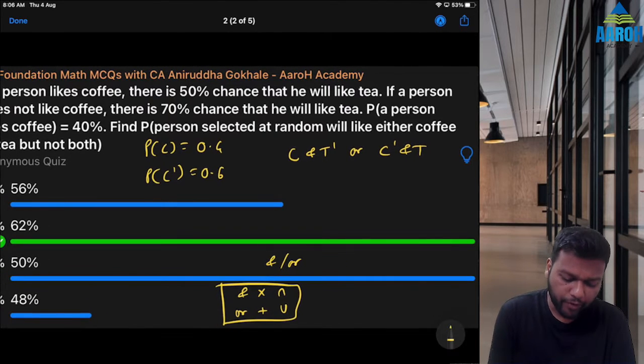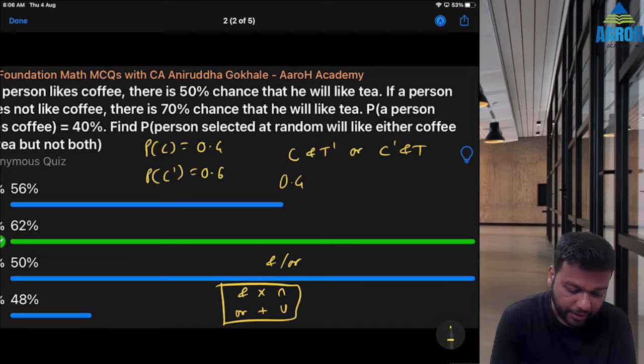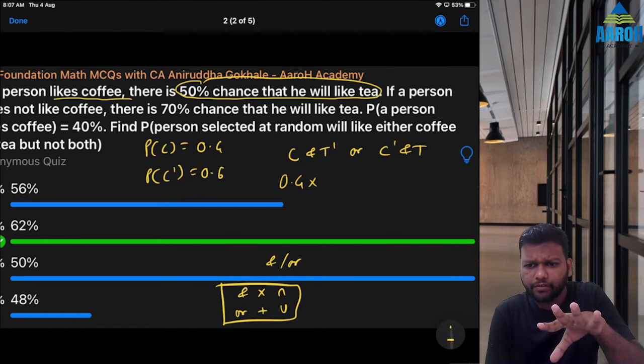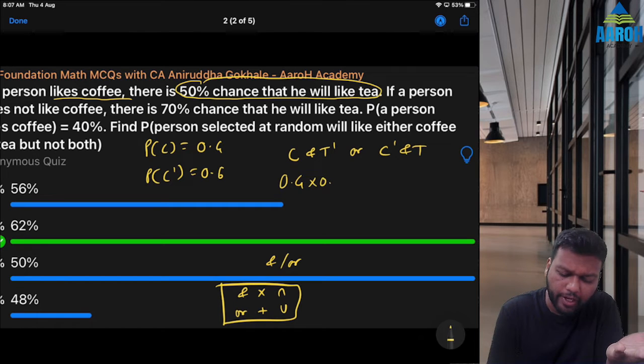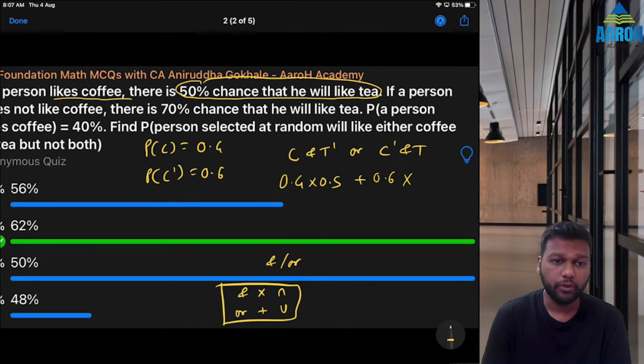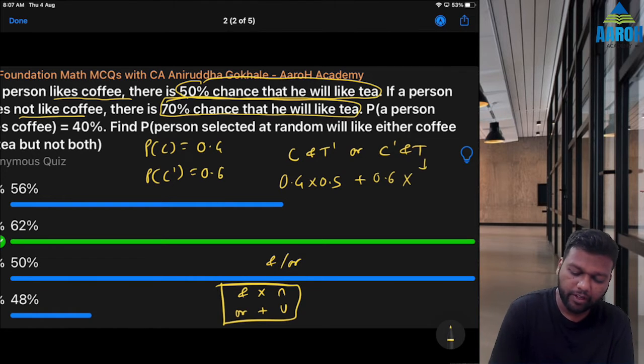So what is probability of coffee? 0.4. Now concentrate. If person likes coffee, there is 50% chance that he will like tea. That means and is multiplication. 50% chance of liking tea, that means 50% chance of not liking tea also, right? Or C dash is what? 0.6. And is multiplication. Now if he does not like coffee, then there is 70% chance that he will like tea. So now tea will be what? 70%.